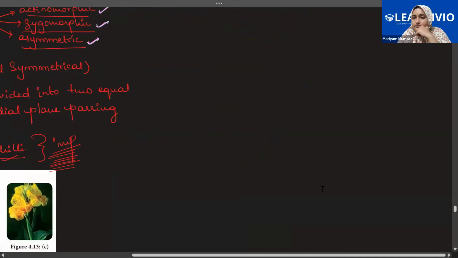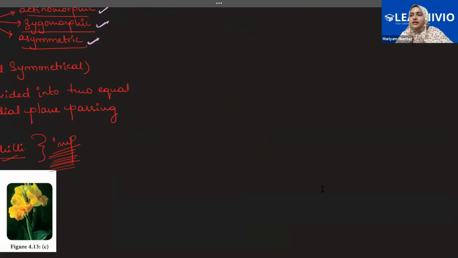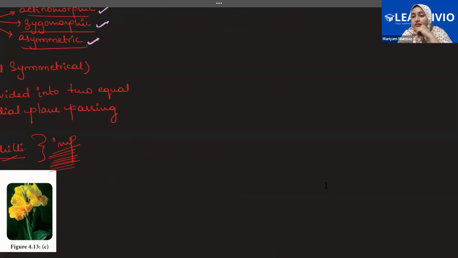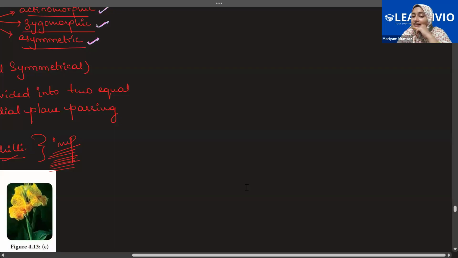When the halves of the body are equal. Who else? Anyone else would like to try radial symmetry? Yes, say Sabiha. Speak loudly. It's divided centrally. Okay, anyone else? Any plane passing through the central axis will divide the organism equally. Exactly. That is radial symmetry.